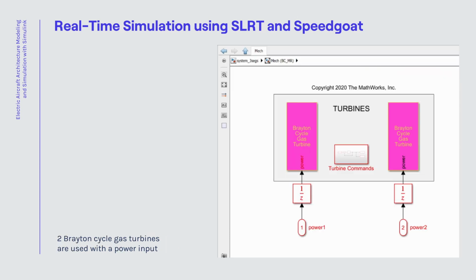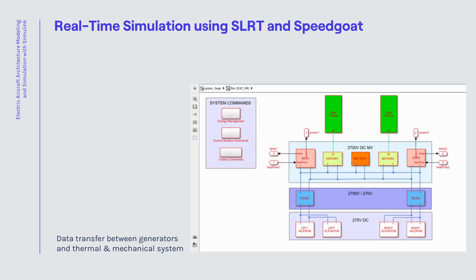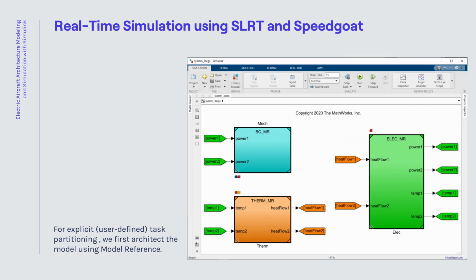So let's start with the mechanical system. We have two Brayton cycle gas turbines and we have a power input. The 1/z is needed to avoid algebraic loops here. We continue with the thermal system, so we have a thermal model for the windings, and then we transfer the heat flow out through Simulink signals and we bring the temperature back in. Finally, the electrical system. So you can see we are transferring data in and out of the generators, namely temperature and heat flow for the thermal system and power for the Brayton cycle gas turbines. Jumping back to the top level, you can see that the three model references communicate via go-to and from blocks.